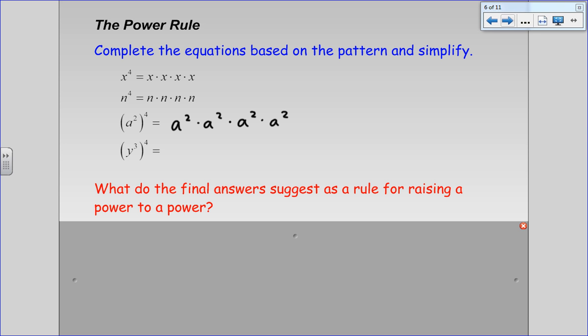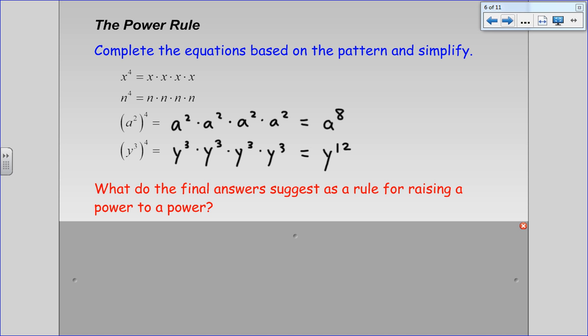Now we can apply the product rule. Since all these bases a are the same, we can add 2 plus 2 plus 2 plus 2 to obtain the exponent of 8. And our answer is a to the 8th power. In the same way, y cubed to the 4th power would be y cubed times y cubed times y cubed times y cubed. And if we add the exponents, we obtain y to the 12th.